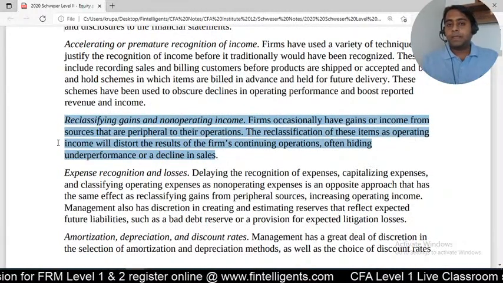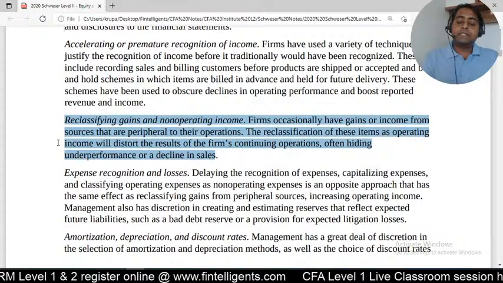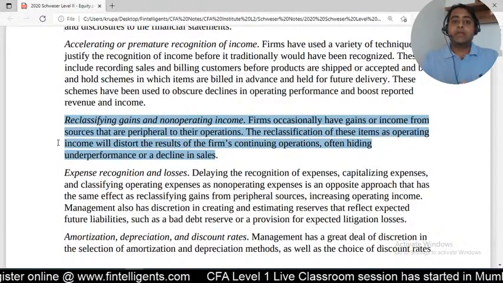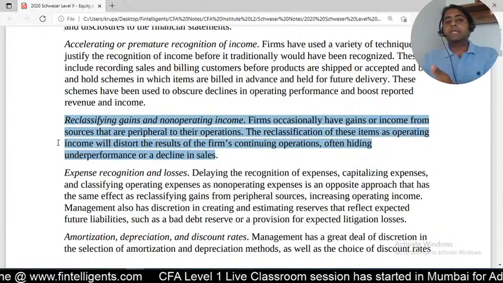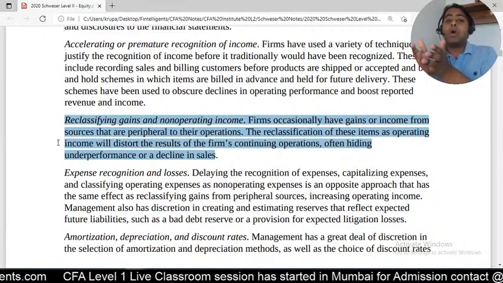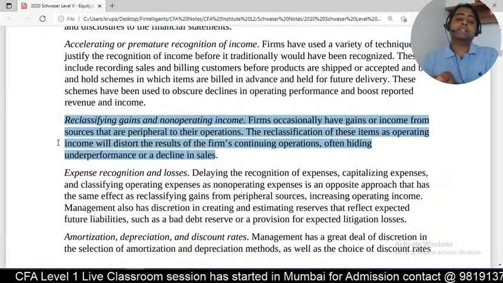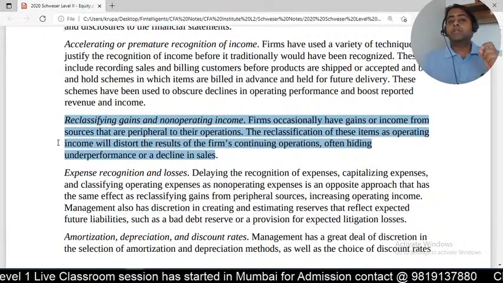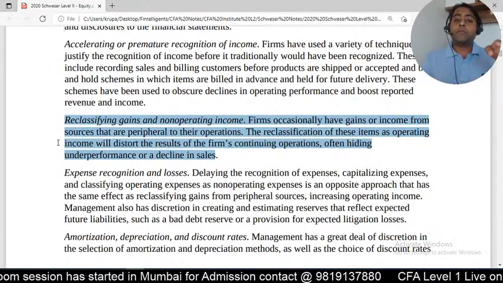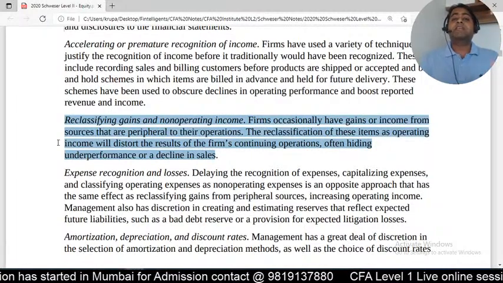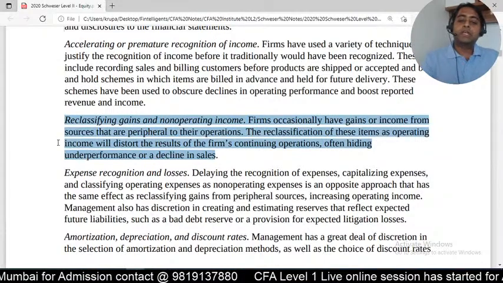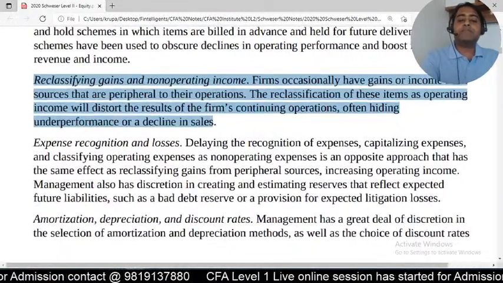So when you're selling those assets, you might get a gain also. Those gains or non-operating income, you are not showing as one-time income, you are actually showing as operating income. If the company is doing this, then you will get incorrect information, and on the basis of that, your entire equity valuation process will fall flat. So read this entire section, the paragraph which is highlighted.